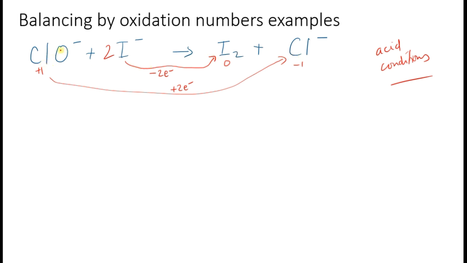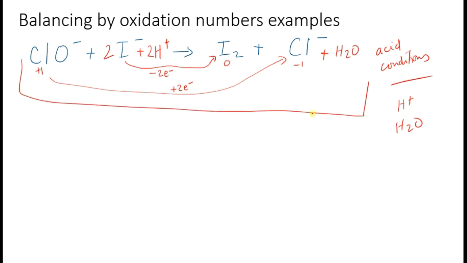Now, however, look at the oxygen atom. Here's an oxygen atom, there's no oxygen atom here, so you may have to add H plus and H2O as required. Then you look at the overall charge to decide that. You have 3 minus here, 2 minus and 1 minus, and there's only 1 minus here. So I have to add 2H plus to get the charges to balance out. By doing that, my aim is to balance the oxygen and hydrogen as well. Now you can see there's 2 hydrogen and 1 oxygen. To balance that, I have to add H2O here. Now that is a balanced equation.